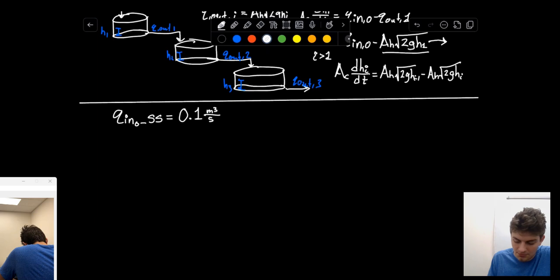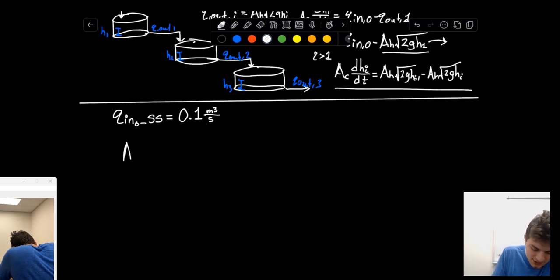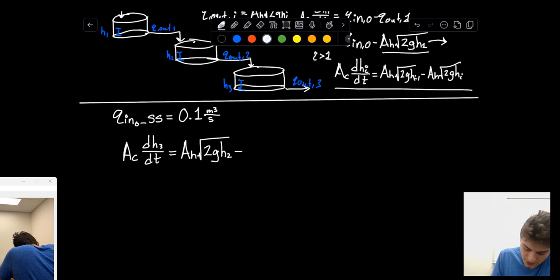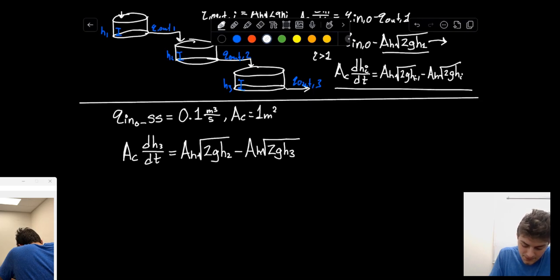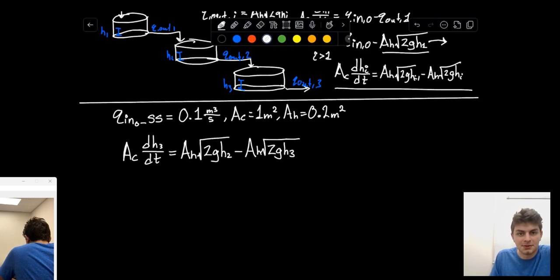Well, again, we would just use this equation, and I is going to be equal to 3, so we would say A_c dh3/dt equals area of the hole square root 2gh2 minus area of the hole root 2gh3. Okay, good enough. And again, we're trying to find what this is at steady state, given only basically an initial Q naught. We also know area of the cross section is 1 meter squared. We know area of the hole, regardless of the tank, is going to be 0.2 meters squared. So we just want to find our initial heights here.